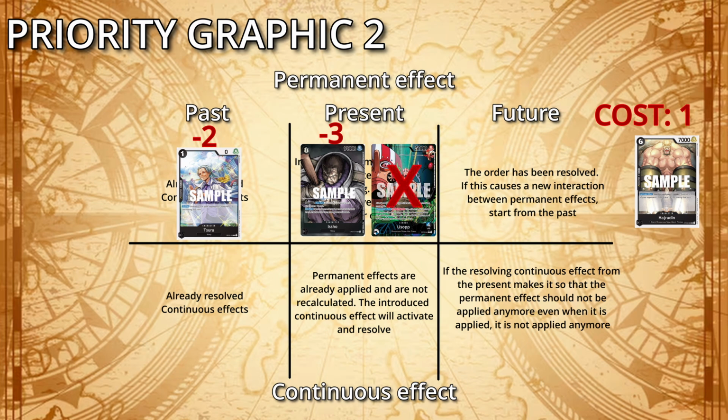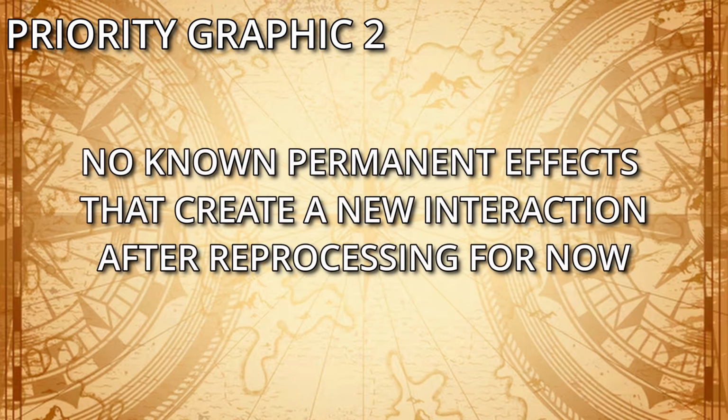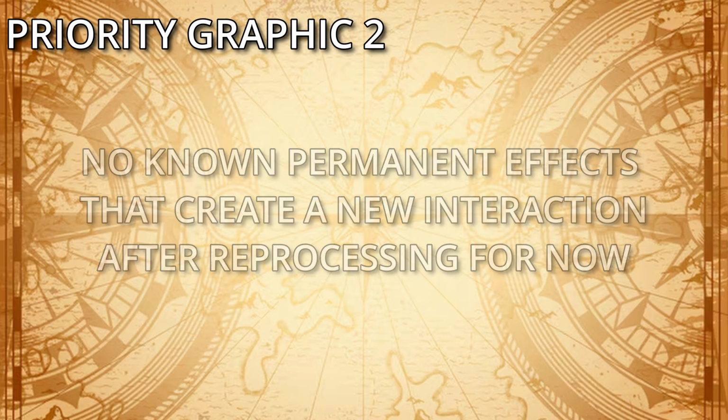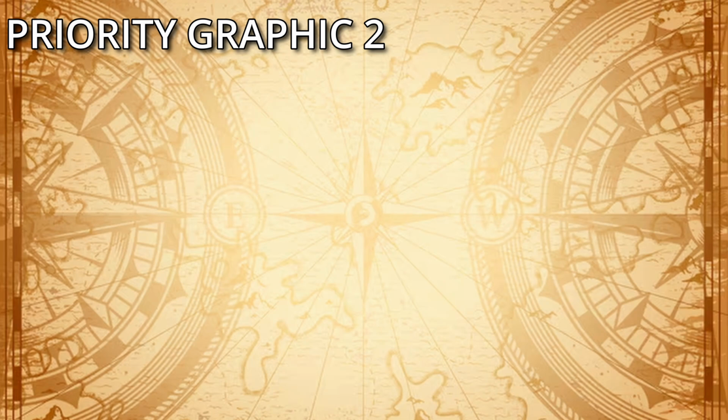Then we go to the future. Usopp already did not apply in the present, so no final check happens. No new interaction between permanent effects is established, so it ends here. Note that currently I am not aware of any form of permanent effects that would create another reprocessing of permanent effects. If that happens, I will probably make a video about it.